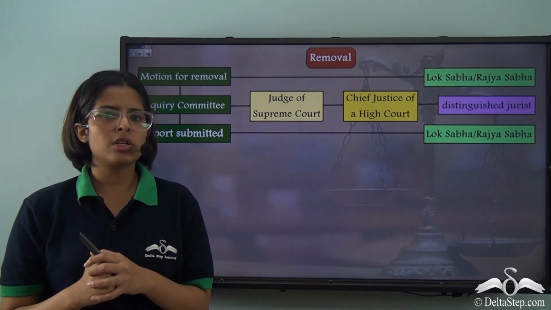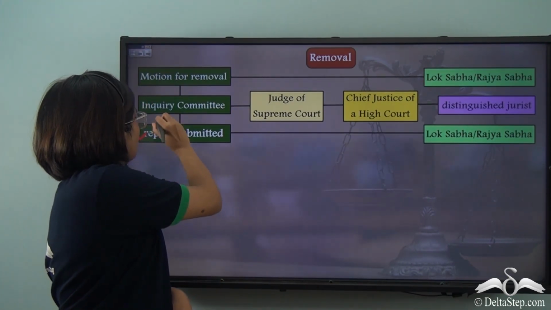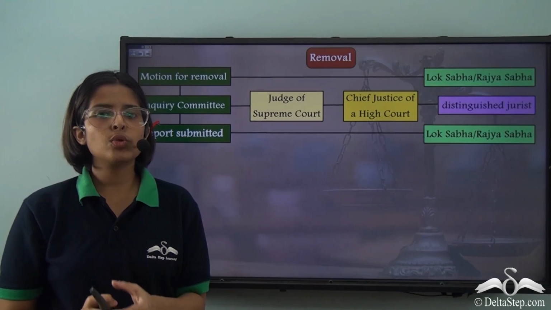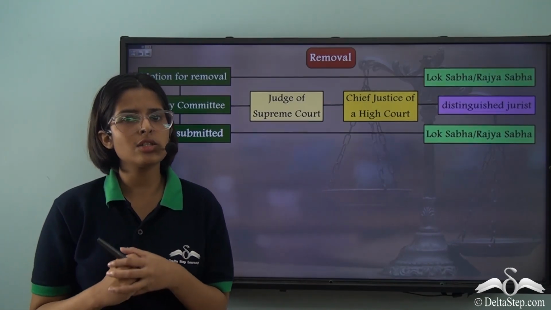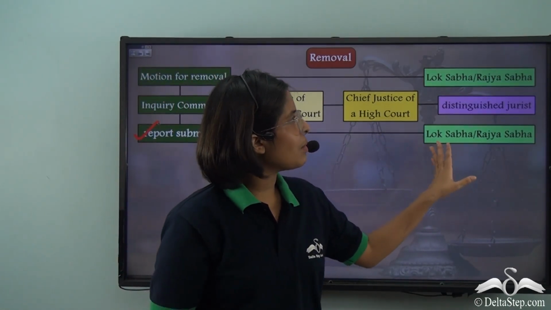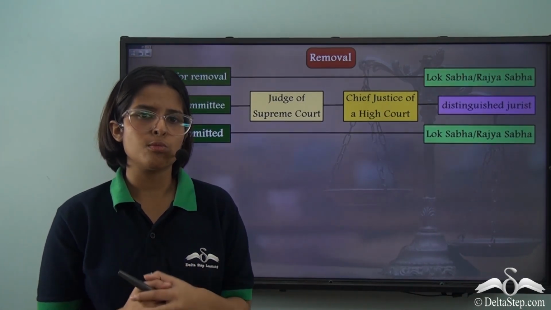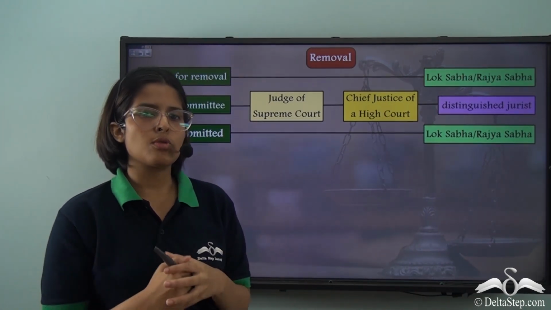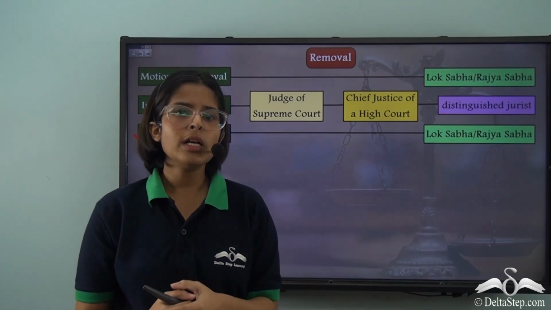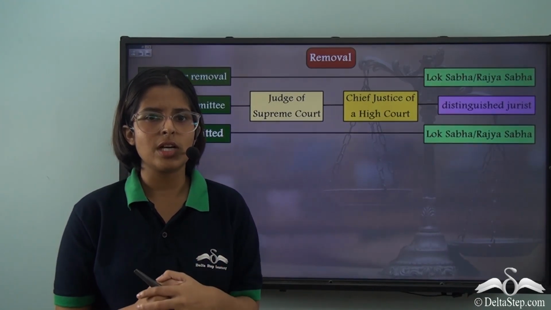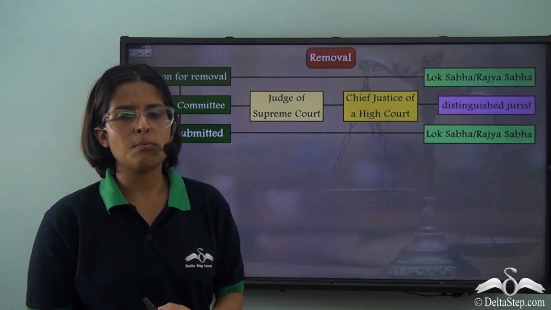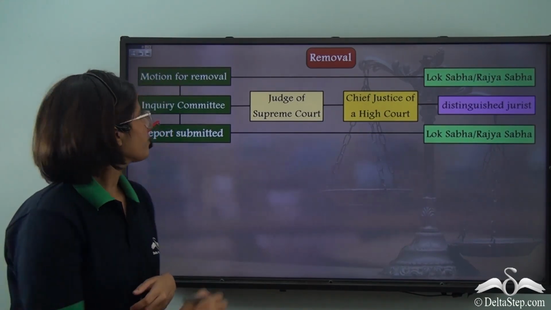Now, this 3-member inquiry committee will submit its report to the house that had initiated the charges. So, if the Lok Sabha had initiated the motion for removal, then it will submit its report to the Lok Sabha, or if the Rajya Sabha has initiated the charges, then the report will be submitted to the Rajya Sabha.